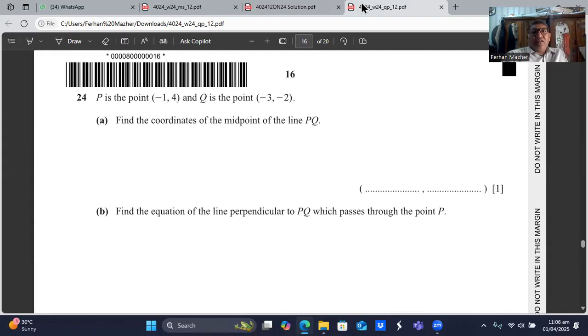Okay. Then we have question number 24 on your screen. P is the point (-1, 4). Q is the point (-3, -2). Find the coordinates of the midpoint of the line PQ.